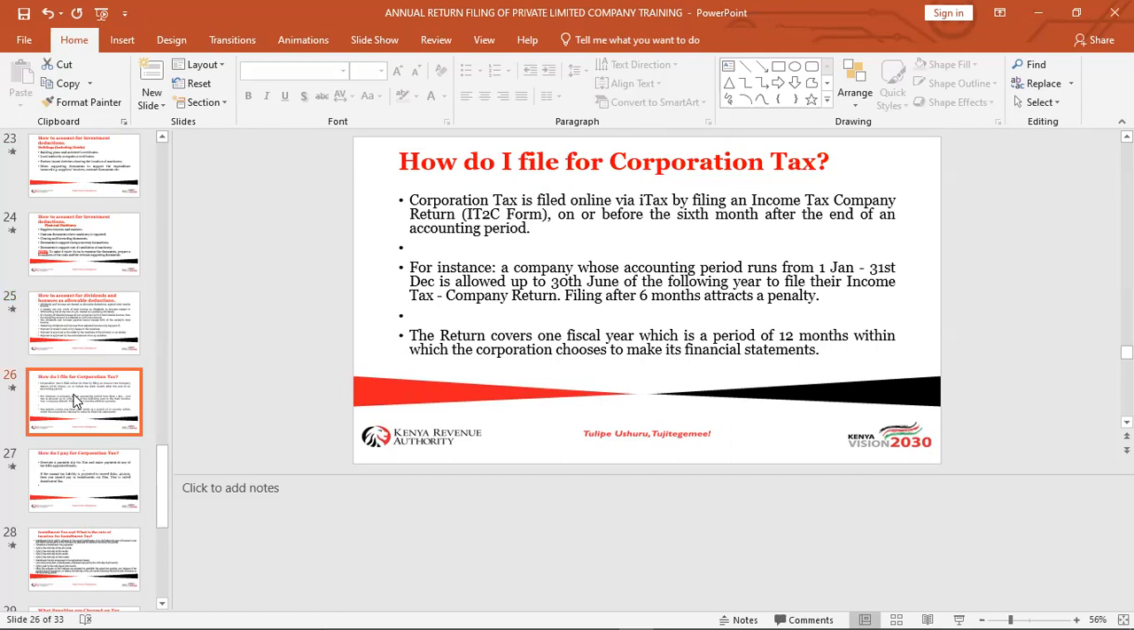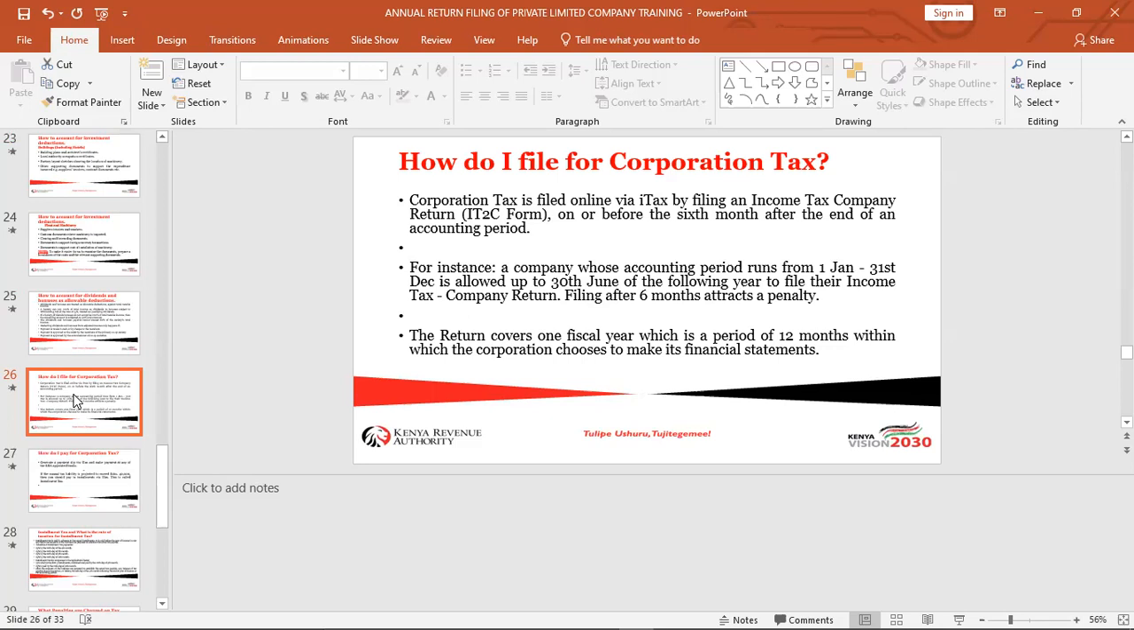Corporation tax is filed online via iTax by filing an income tax company return. The form is called the IT2C form. Shortly we are going to see that form. It is filed before the 6th month after the end of the accounting period. For example, if your accounting period was ending last year, it is this June, so you are supposed to make sure you have filed before June. For instance, a company whose accounting period runs from 1st January to 31st December is allowed up to 30th June of the following year to file their income tax return.